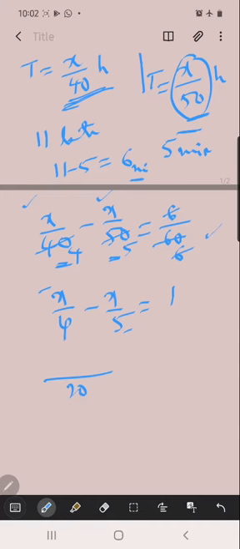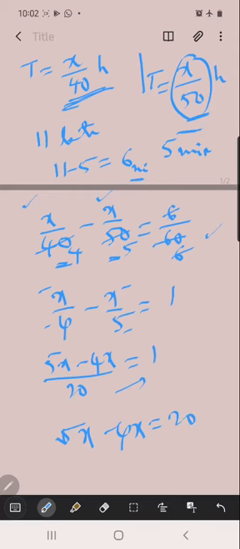So 5 into x, so 5x minus 4 into x, 4x, that equal to 1. Now 20 send this side, then what happened? 5x minus 4x, that equal to 20. So 5x minus 4x is x equal to 20 kilometers. So the train traveled 20 kilometers. So I hope you understand well.